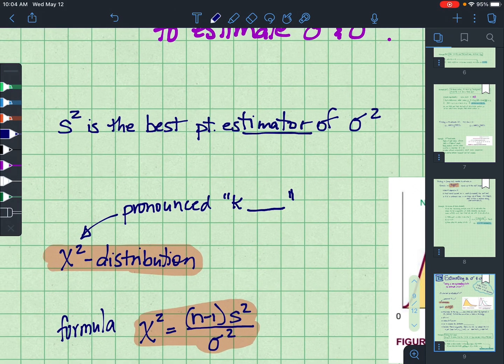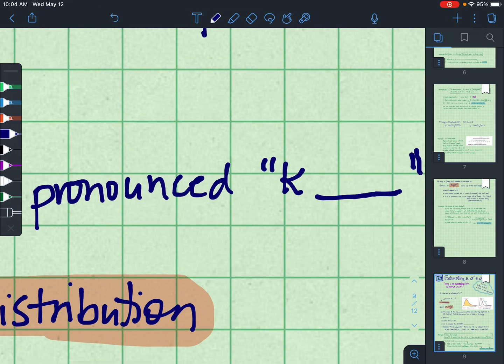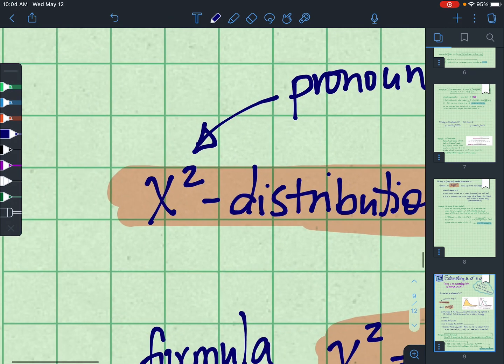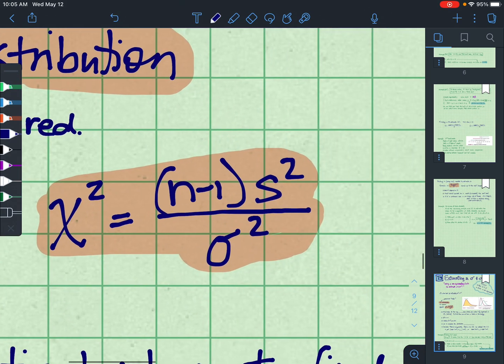So this distribution has a funny name. It looks like x squared, but that's not how you're going to pronounce it. It's actually pronounced chi-squared. If you look it up online, you spell it with the Greek letter chi, C-H-I, so you would look for the chi-squared distribution. All right, here is the formula for that distribution.